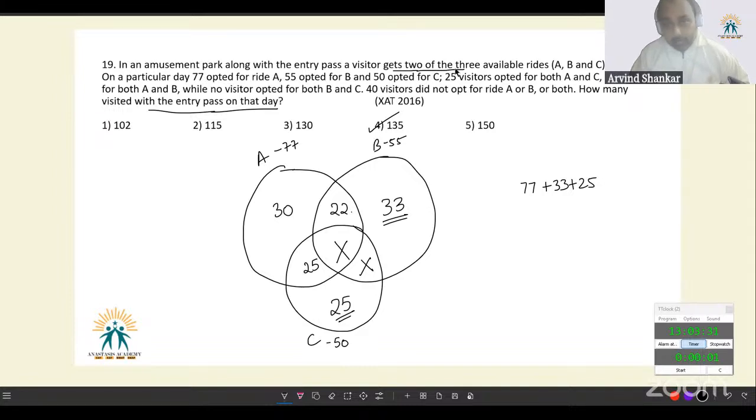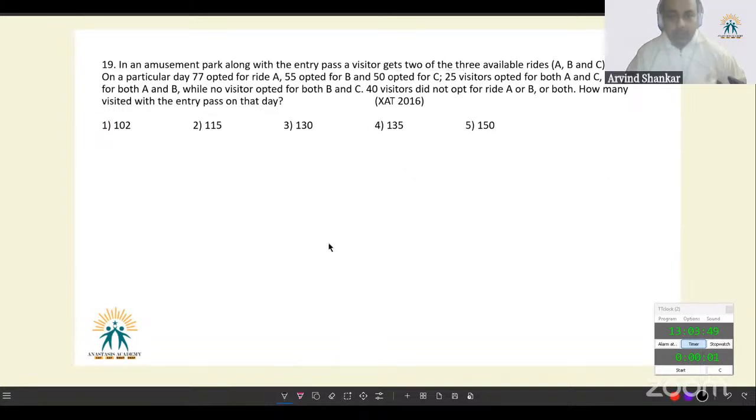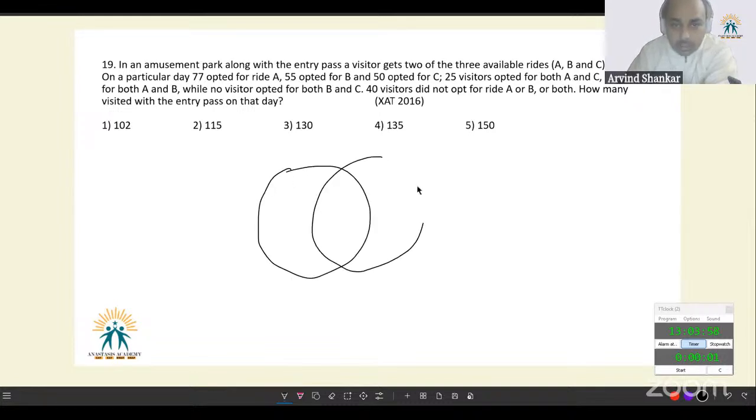Even if you did make a mistake of not cancelling the middle portion there, oh, I made a mistake here. 1 minute. 40 visitors did not opt for ride A or B or both. Then I'd have to change. 1 minute. I have not paid attention to that part. My mistake. Let me check. I'd have to take care of A or B or both.